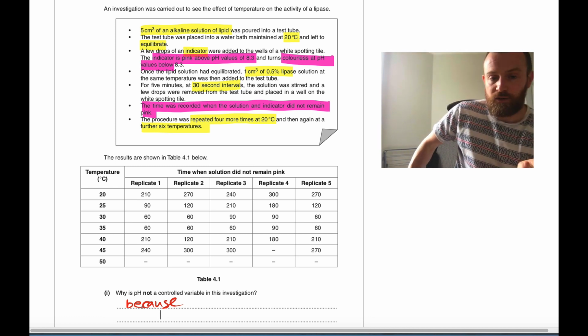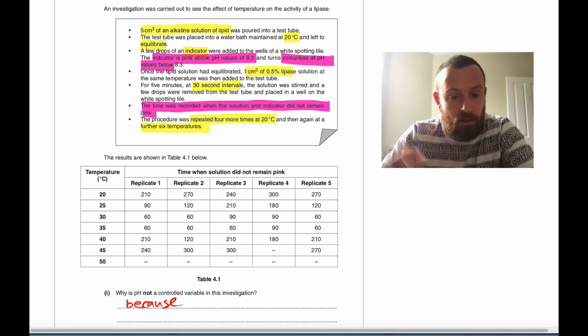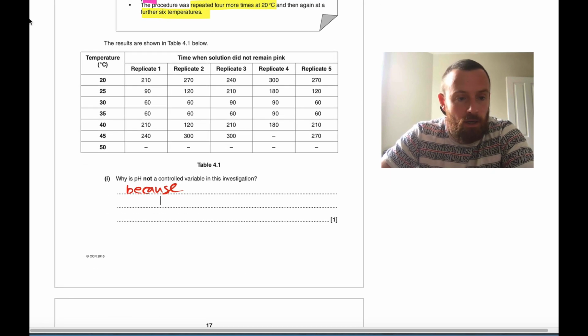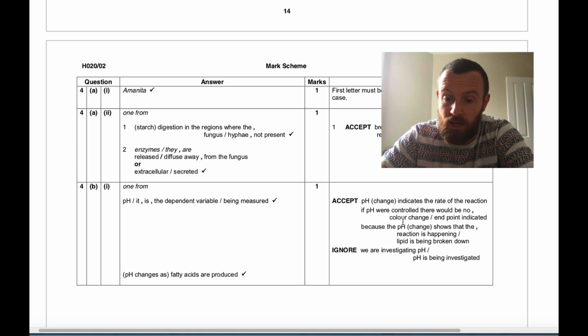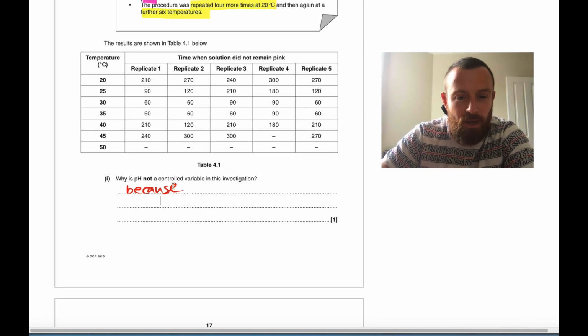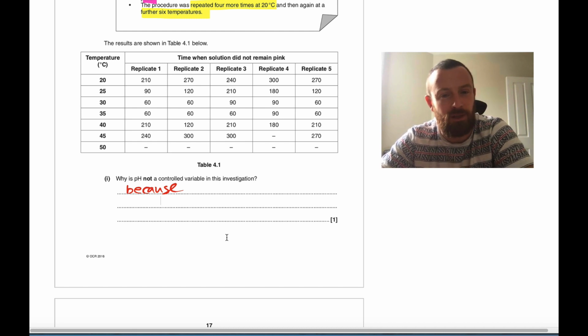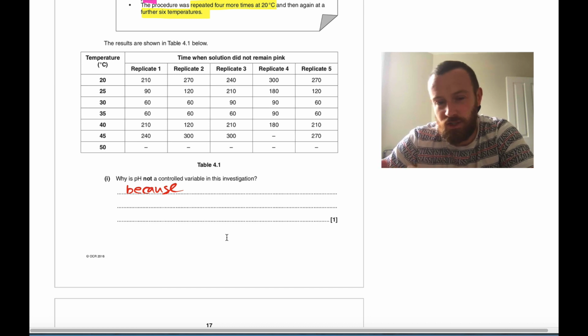Okay, so we want to see those fatty acids being produced, which drops the pH below 8.3, and then we can detect that. In the mark scheme, that's what it says. pH is the dependent variable being measured because fatty acids are produced. Okay, pH indicates the rate of the reaction. Yeah, it is sort of the dependent variable. If I was being very picky, I wouldn't say it's the dependent variable. The dependent variable is the time until the solution did not remain pink, but pH is kind of involved in that.